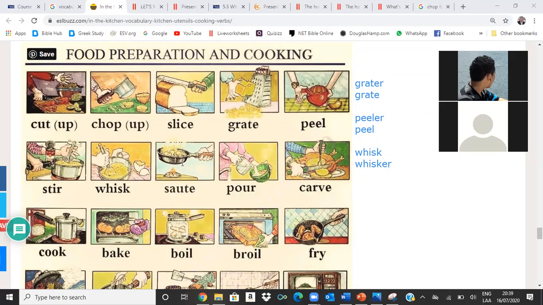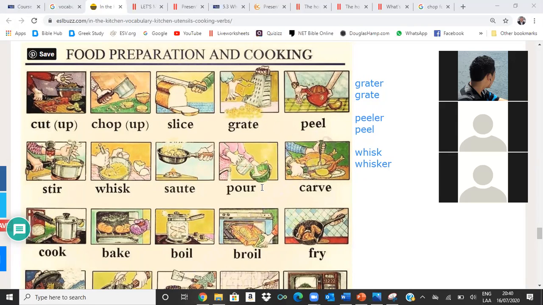¿Qué quiere decir saute? Saltear. Oh, saltear, exacto. Como vegetales, saltear. Saute. Posiblemente esa palabra viene de otro idioma, tal vez el francés, suena como francés. Sauté.